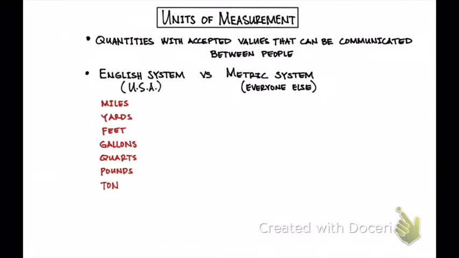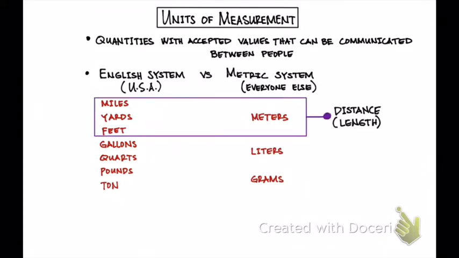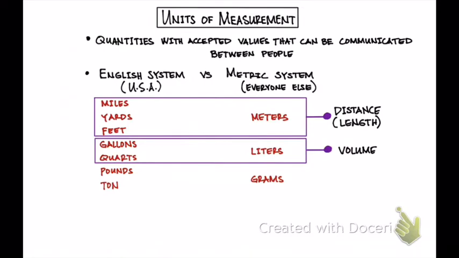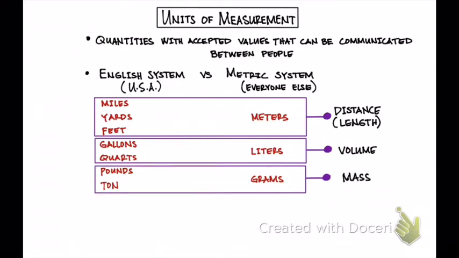So miles, yards, feet, gallons, quarts, pounds, ton, these are all examples of units in the English system. Whereas in the metric system, you have the meters, liters, grams, and some others. The first 3 here in the English system, like miles, yards, and feet, and the meters, these are all units for distance or length, right? The next couple ones here, gallons, quarts, and liters, these are all units for volume. And the last one, pounds, ton, and grams, are all units for mass.